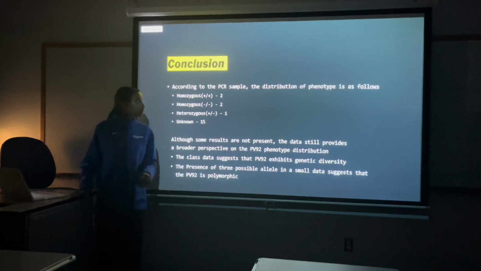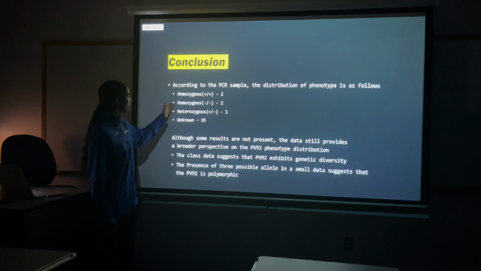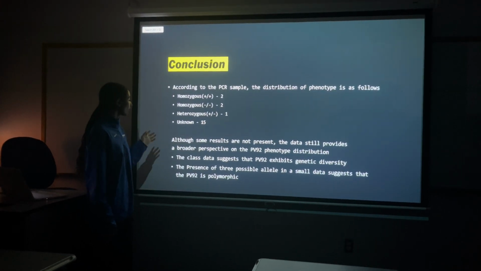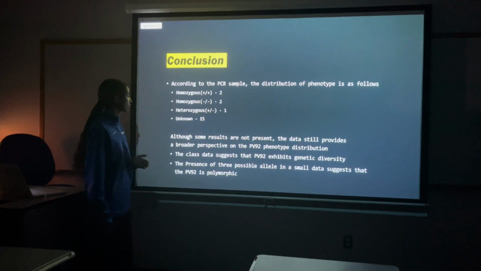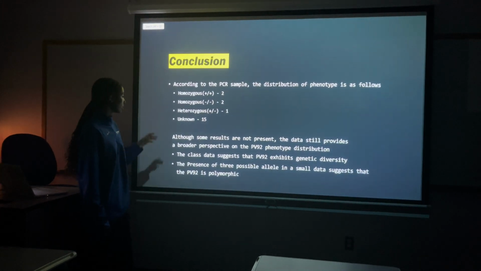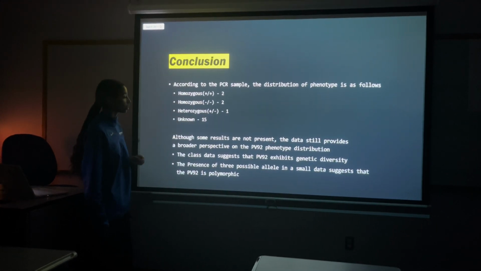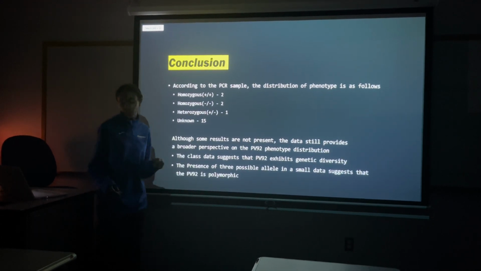What were we able to conclude based on this? We concluded that there are two homozygous dominant, two homozygous recessive, and one heterozygous. Although some of the results were unknown, we can still see there are different results that we got here, and it suggests that the allele element has genetic diversity, meaning that it is polymorphic.